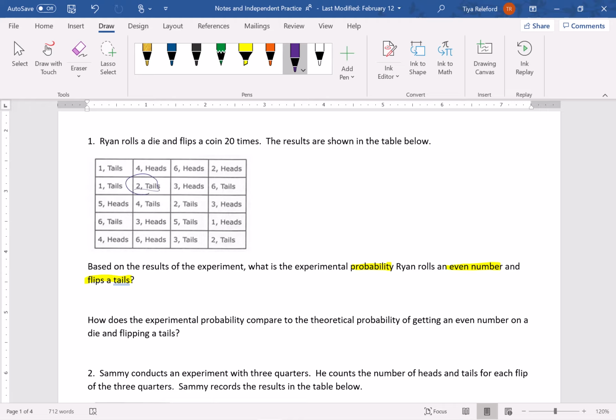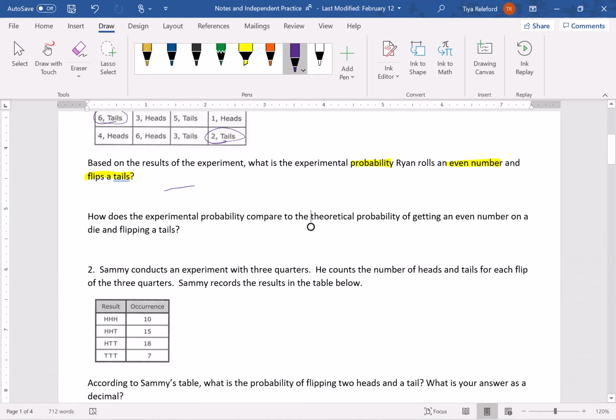So 2 and tails is even and tails. 6 and tails. I think I got them all. I might not have. So how many times did we get an even number and tails? 1, 2, 3, 4, 5, 6. 6 out of 20 times total. I can divide both of those by 2 and get 3 out of 10.